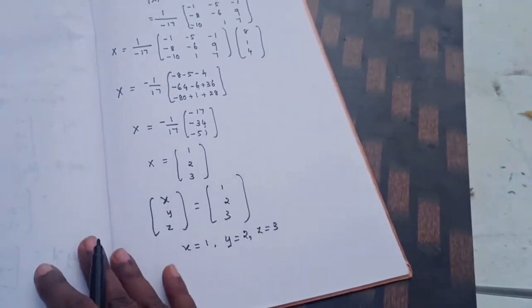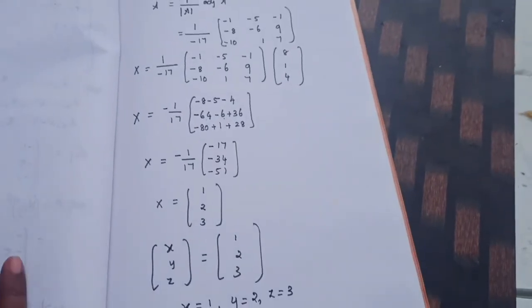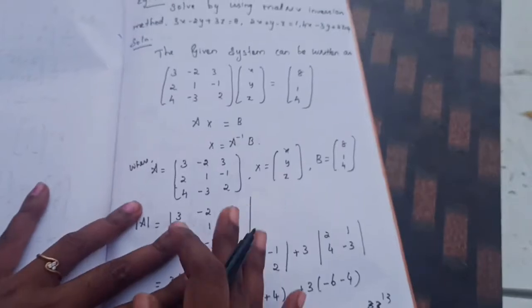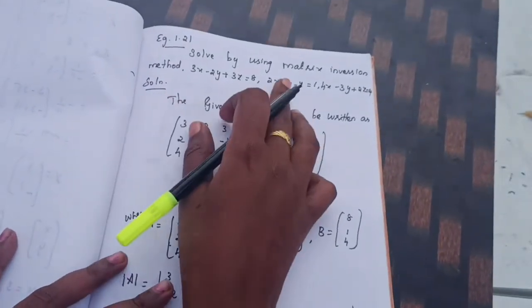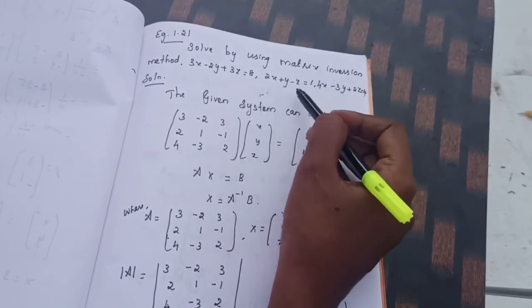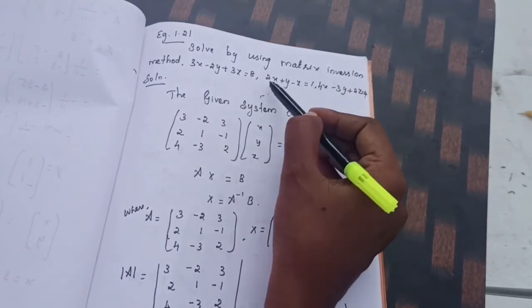Have we got it? So very easy, but you need to do very carefully. Otherwise you won't get the answer. After finding the answer, if you need, you can put it in the equation and you can find out whether it is correct or not. So now you got the answer as 1, 2, 3. Is it right? Shall we substitute?